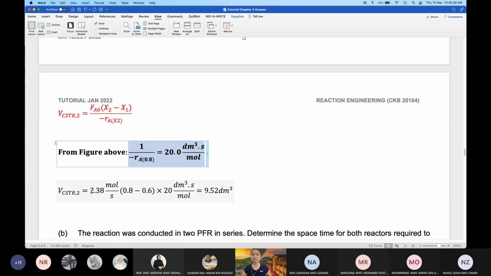FA0 is still the same as before. If there is no change in volumetric flow rate, no changes in temperature, pressure, and so on and so forth, FA0 is still the same. You can still use the same FA0. So FA0 multiply with X2 minus X1 multiply with 1 per minus RA when my X is 0.8. You get the volume as 9.52. Done for the first part of the question.